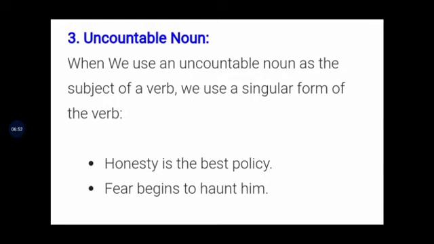Next example, fear begins to haunt him. So here fear is what? Uncountable noun. An uncountable noun always takes the singular form of the verb. So here what is the verb? Begin. Begin is the plural form of the verb. So with an uncountable noun we need to take the singular form of the verb. Then what would be the correct sentence? Fear begins to haunt him.